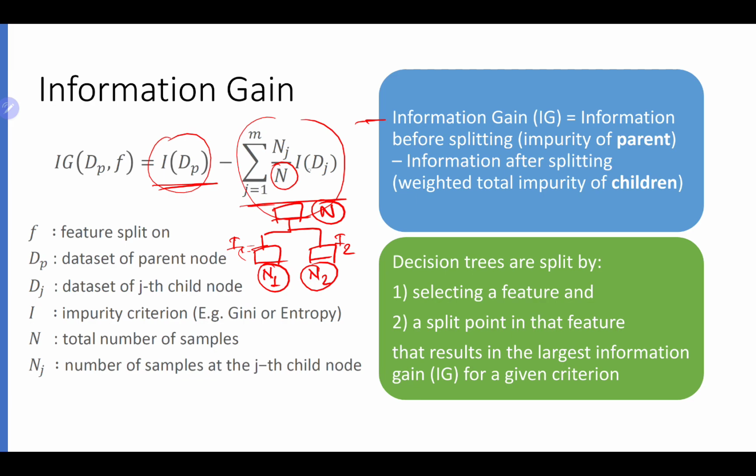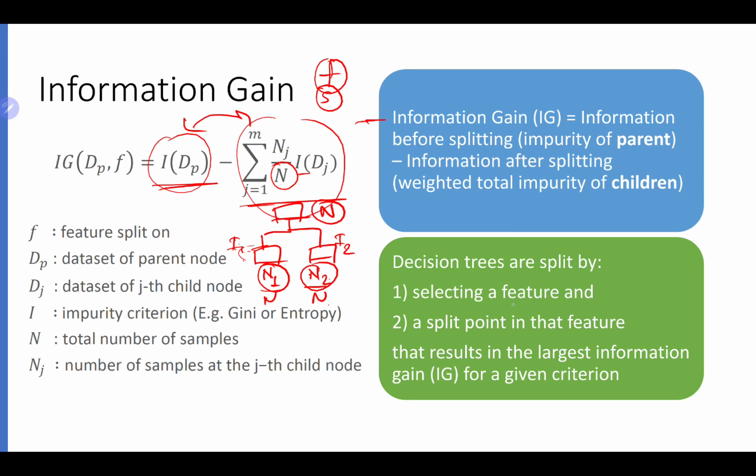That's the I here, and then we multiply this by this ratio, n1 over n times I1, and n2 over n times I2. So we add them up. So that's the total weighted children impurity. So we want that difference to be as large as possible. And basically that's how the decision tree chooses the next feature and the split within that feature, okay, to maximize this information gain value.